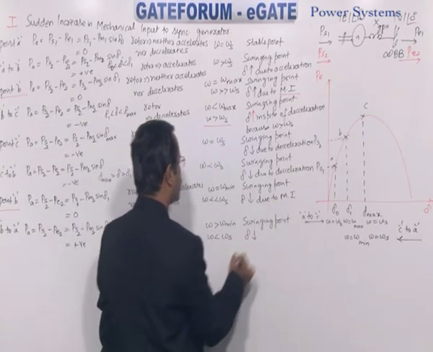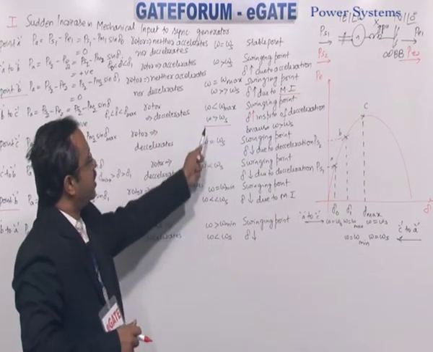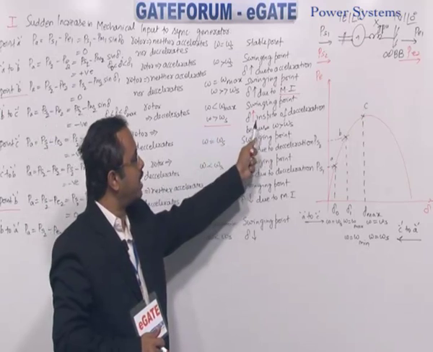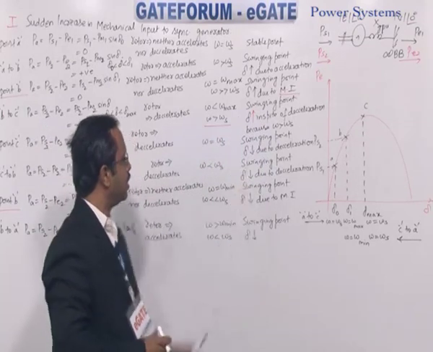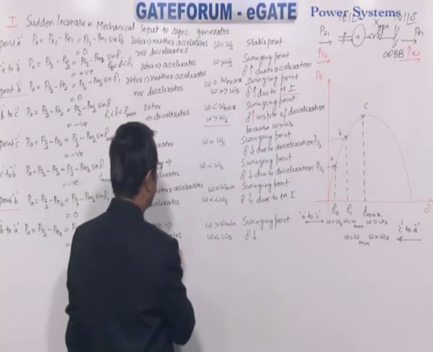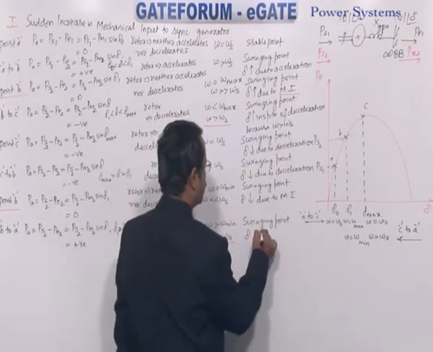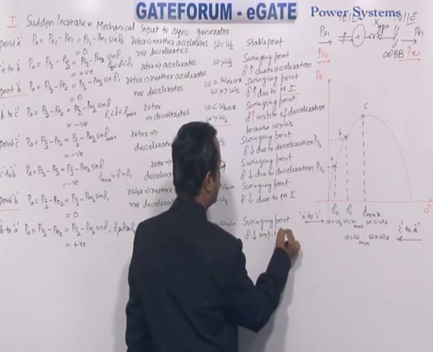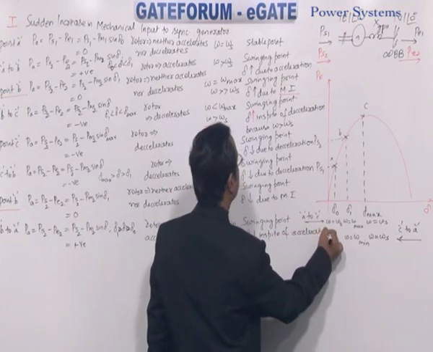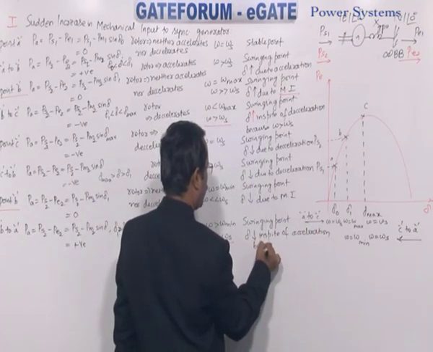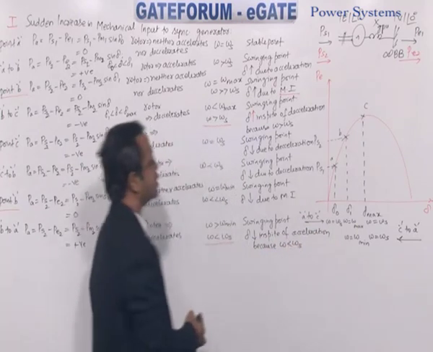And why does delta continue to decrease further in spite of acceleration? You can check this point. In spite of deceleration, delta increases because omega is greater than omega s. Now delta decreases in spite of acceleration because omega is less than omega s. What is the reason? Omega less than omega s.